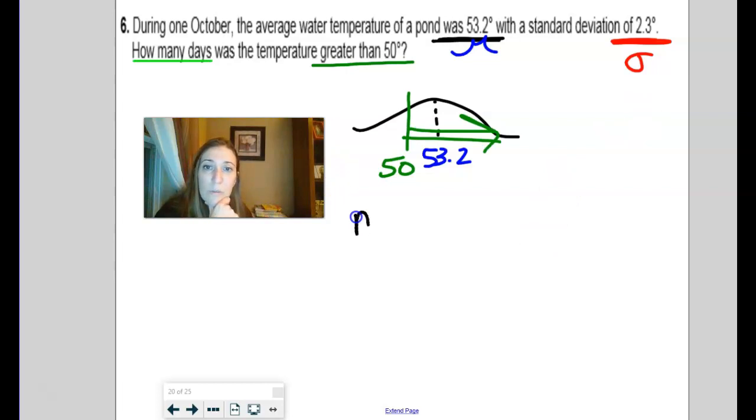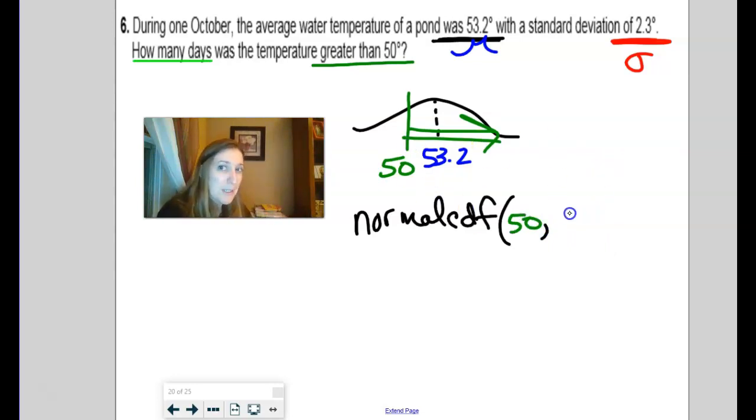So when I do normal CDF, I'm not going to standardize the data because there's no point. My lower bound this time is 50, and then even though it makes zero sense, I want your upper bound for water temperature to be like 99999, positive this time because you want to go up the curve. That surely is way up the curve, right? Your mean is 53.2, and then your standard deviation is 2.3. Now, once I find my probability, last time I recorded this, I got about 91.8%.